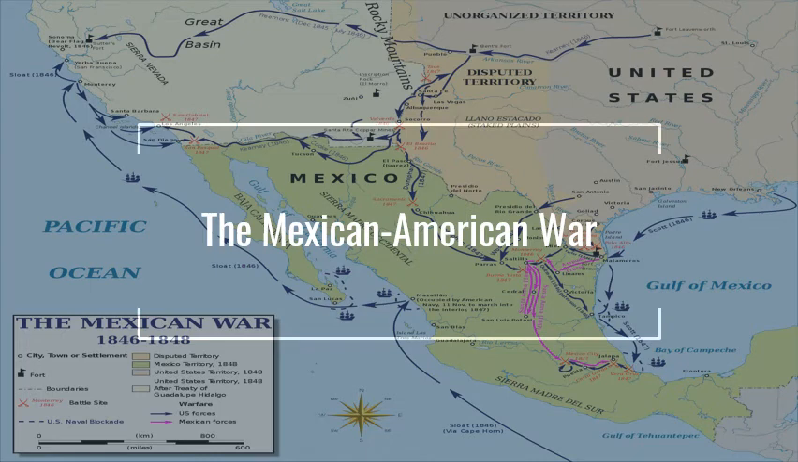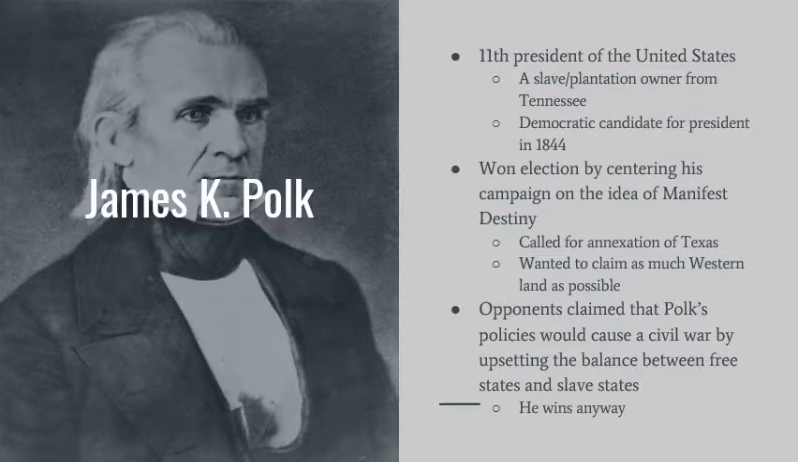All right, so now we're going to shift our attention to President James K. Polk and the Mexican-American War, which he starts basically to get more land for the United States. So let's start by talking about who President Polk is. He was the 11th President of the United States, serving from 1845 to 1849.